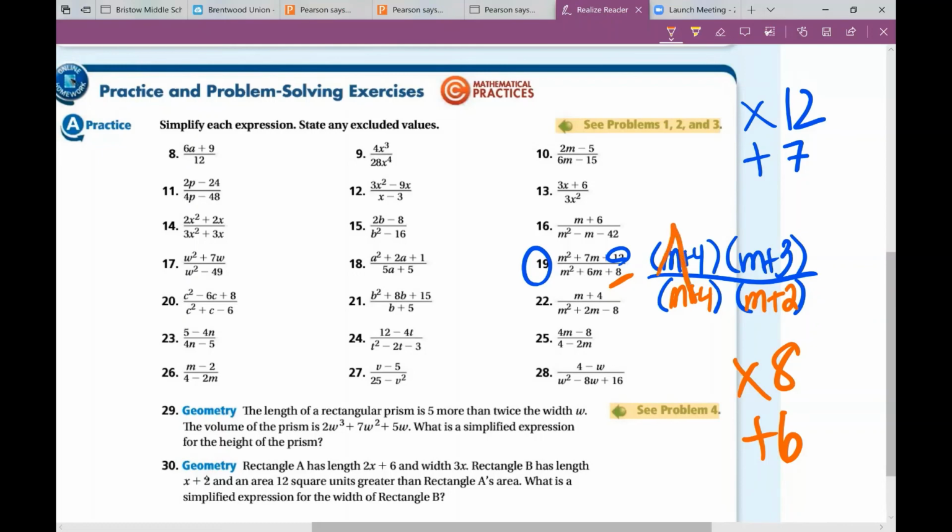If you look, these 2 factors of m plus 4 cancel out and simplify. I am left with a final answer of m plus 3 in the numerator, m plus 2 in the denominator. Remember that you need to state any excluded values. We cannot have m be negative 2 in the denominator because that would make the denominator equal to 0. It doesn't matter about the top. The numerator can be whatever you want, but the bottom cannot equal 0.